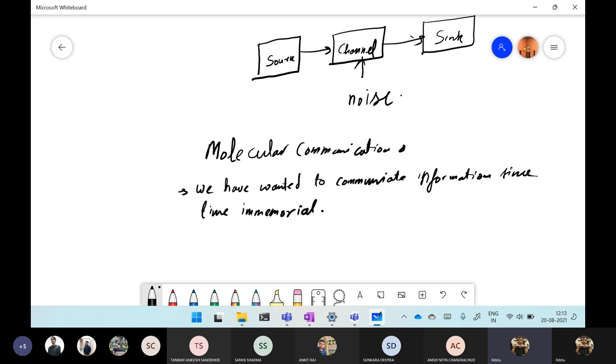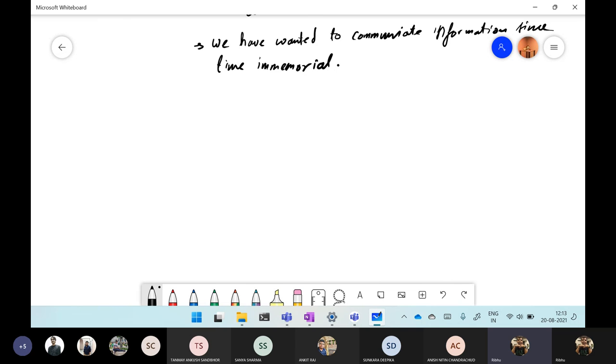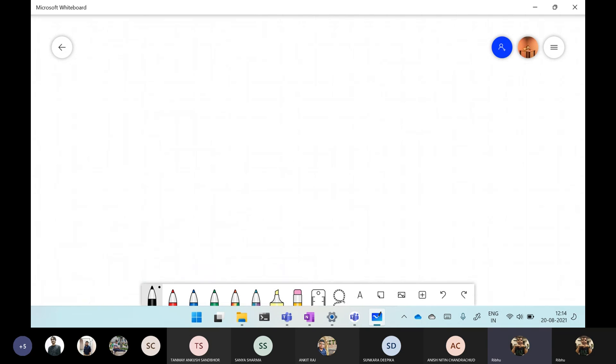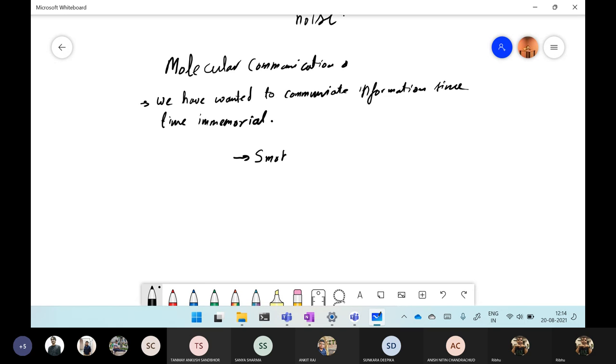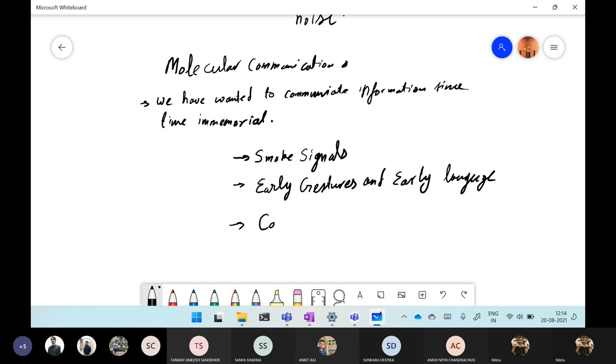You would know. So the first form of communication that we developed was, oh, this is why I don't like whiteboard. There were smoke signals. Gestures. And there were all of these. You could fit all of these into the source channel destination model. Agreed? Yeah. So you could fit everything into the source channel destination model.